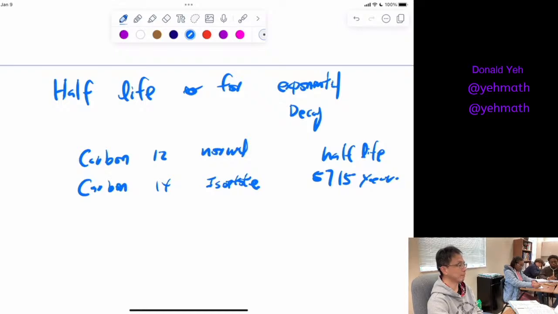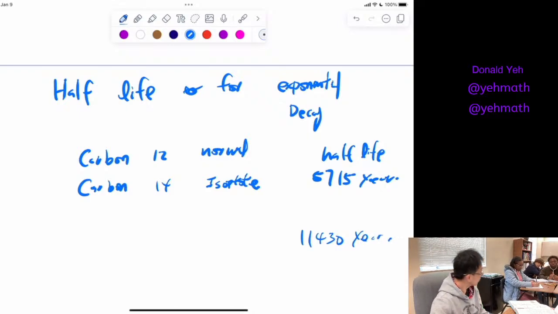if I start with 10 grams, let me ask you a hypothetical question. If I start with 10 grams, how much carbon-14 will be left after 11,430 years, which is double of that? How many grams do I have left? 11,430 years. 3.5? 3.5 is wrong. If I start at 10 grams, what? Oh, you started 10, 2.5. 2.5.